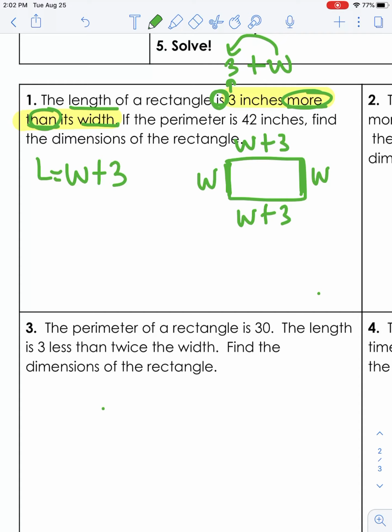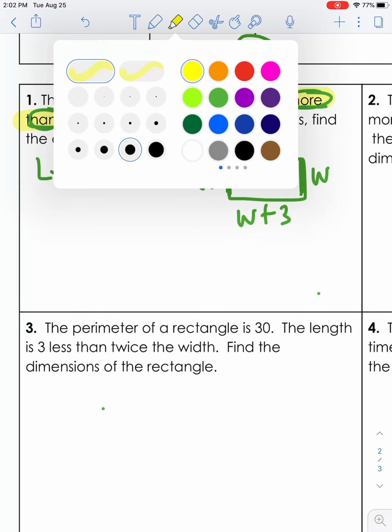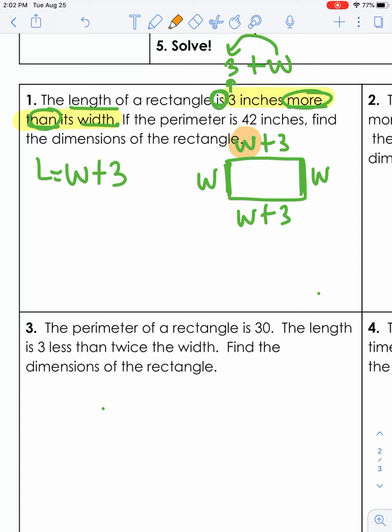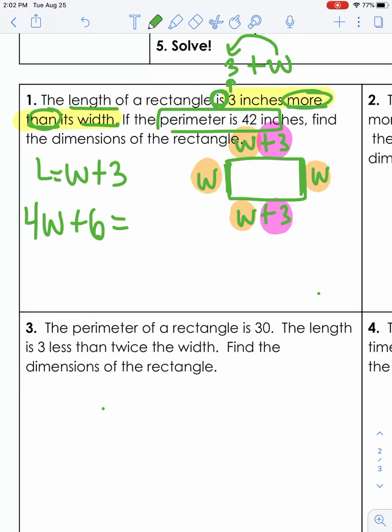The next sentence states if the perimeter is 42 inches, find the dimensions. Well, we know perimeter means add up all your sides. So when you add up all your sides, you're really just combining your like terms. W plus W plus W plus W is 4W. Our other like terms are 3 and 3. 3 plus 3 is 6. So that's adding all the sides, and when you add all those sides, you get 42.